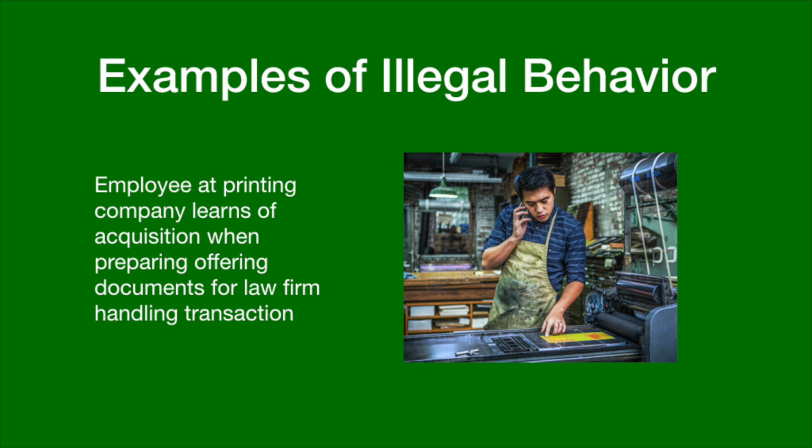In our next example, an employee at a printing company learns of an acquisition when preparing offering documents for the law firm handling the transaction. This was actually a real case, and the circumstances around it was a proofreader who worked at a printing company that printed tender offers for a law firm discovered that about acquisitions and then traded on that information. The notable point here, I believe, is that the proofreader was not an employee of either company party to the transaction, was not an employee of the law firm, but thrice removed an employee of a service provider. And despite that, the SEC took action against that person, and they were charged and found guilty and fined.